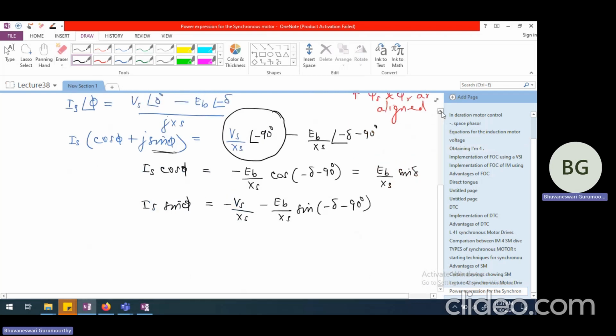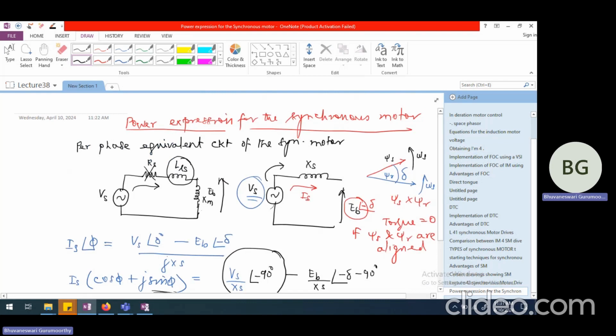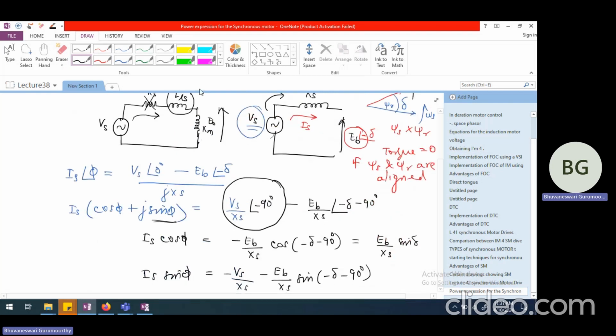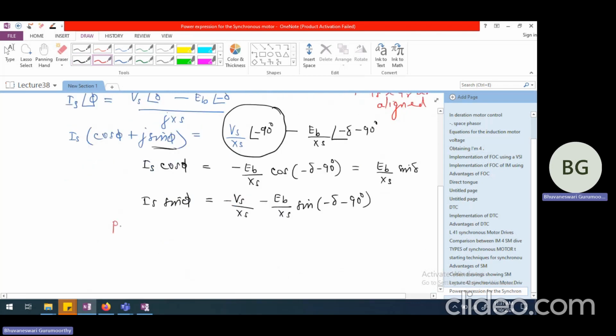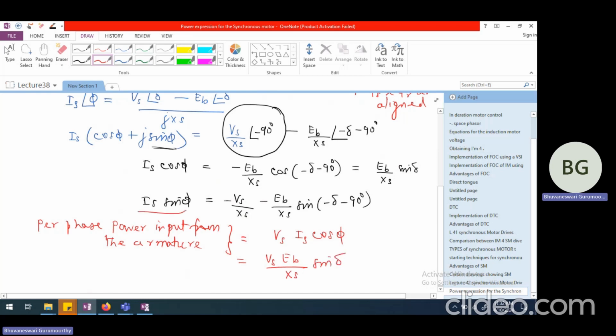Now, the power that has been pumped in from the source, if Vs is the voltage and IS is the current, I should be able to write the power input from the armature. This is per phase, because what we have drawn is the per phase equivalent circuit. That is going to be Vs multiplied by IS cos phi, where phi is the angular displacement between Vs and IS. So this is going to be the power input. So I can write this as Vs EB divided by XS sine delta. This is the expression for power.